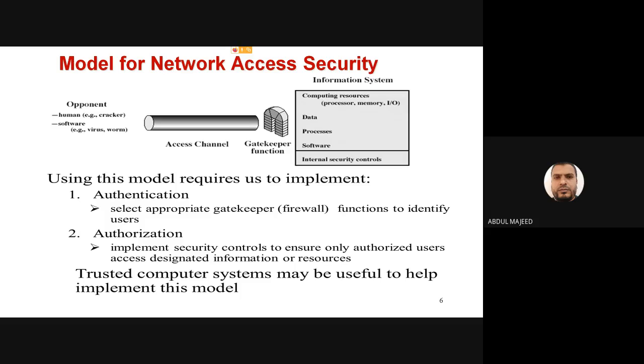Blocking all other possibilities, we will keep only one way open and ask all traffic to pass through that way only. That is called a firewall. That is called a gatekeeper function. So anybody coming to you should pass from only one single place.